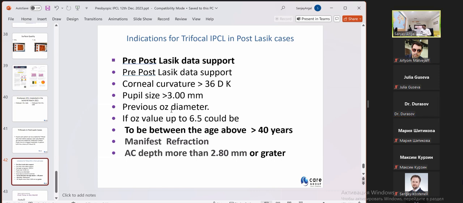And also the optical zone slightly bigger, about 4.5 millimeters.